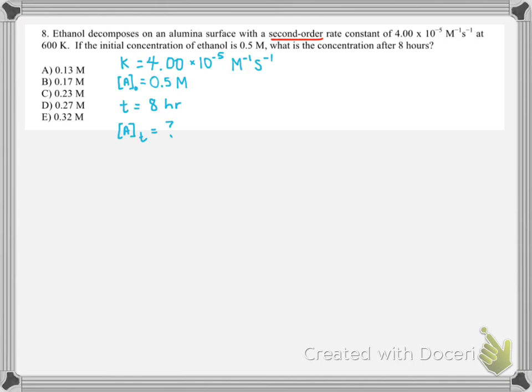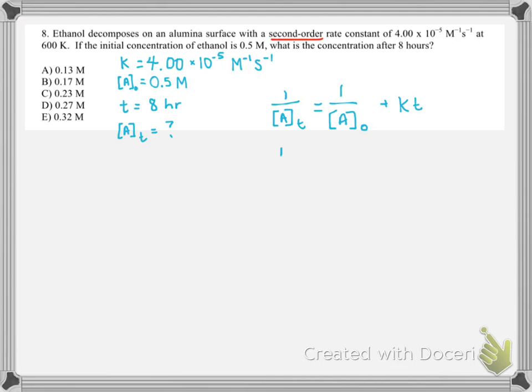Okay, so let's go ahead and write our second order integrated rate law equation. We have 1 over A sub T is equal to 1 over A naught plus KT. Okay, so they told us the temperature, but temperature doesn't come into this equation at all, so we're just going to ignore it. Okay, so we're trying to find A sub T. We have A naught, we have K, and we have T. So we can just go ahead and plug into this equation and solve for A sub T.